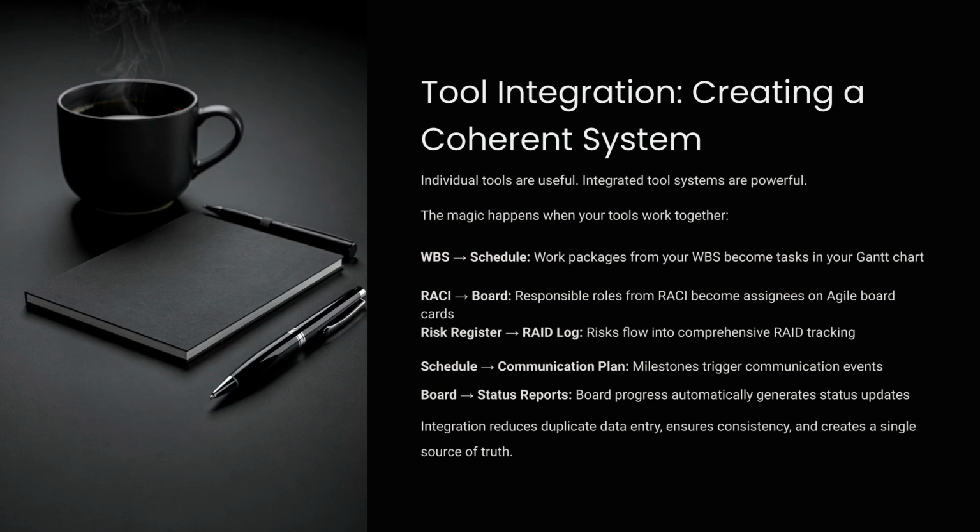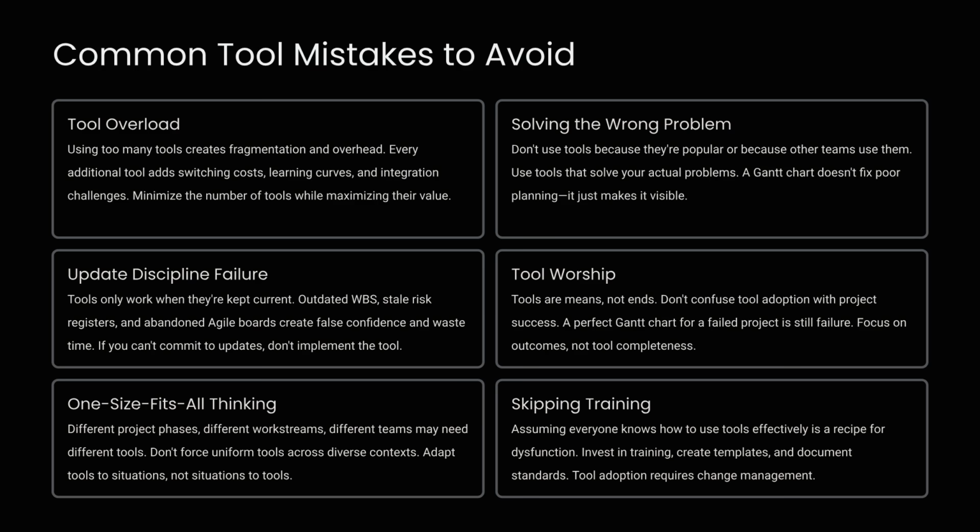Integrated tool systems are powerful. For example, WBS work packages flow into the Gantt chart, and RACI roles become assignees on the Agile board. Integration reduces duplicate entry and creates a single source of truth. Avoid common tool mistakes like tool overload, using a tool to solve the wrong problem, or failing an update discipline. Remember, tools are means, not ends, and don't force a one-size-fits-all approach.